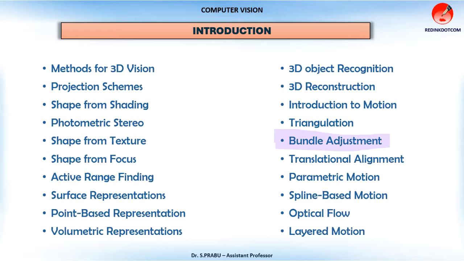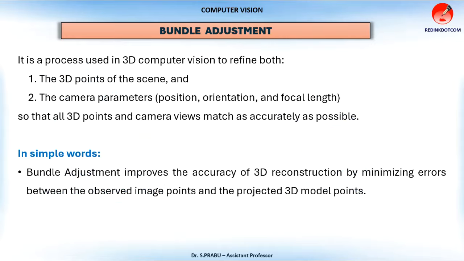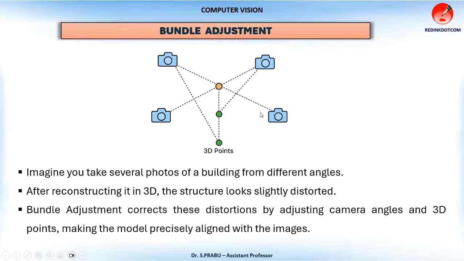The next topic is called bundle adjustment. Bundle adjustment is nothing but refining the 3D points in the scene as well as the camera parameters like position, orientation and focal length to make the 3D points as accurate as possible. Simply we can say that bundle adjustment can improve the quality of 3D reconstruction. We can reconstruct the 3D images from the different angles of the cameras. After the 3D reconstruction, we may get small errors. We have to adjust a few parameters to get good quality of reconstruction.